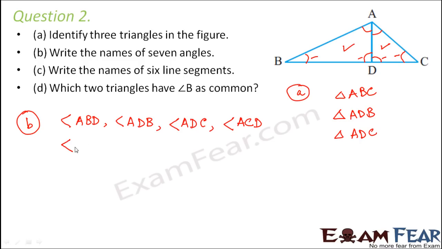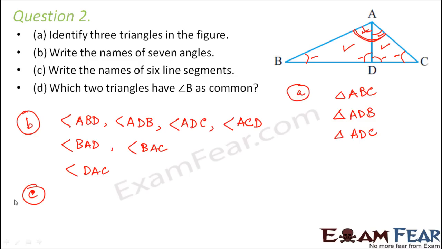Next we will cover angle BAD, angle BAC. So BAD is this angle and BAC is this angle because this is also another angle. And so what are we left with? We are left with angle DAC, that is this angle. So that's how we have covered all the 7 angles.